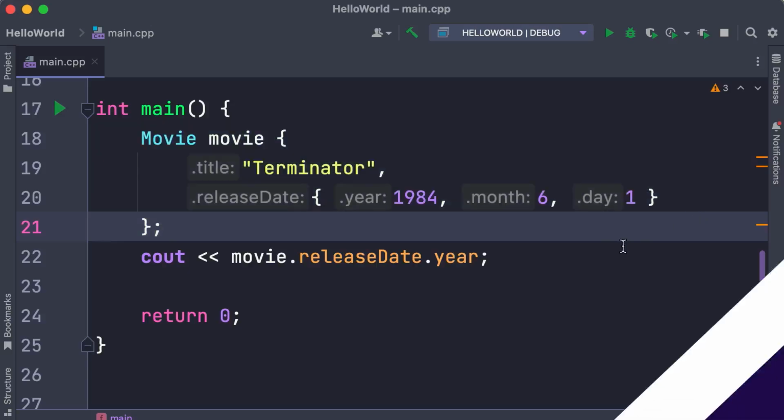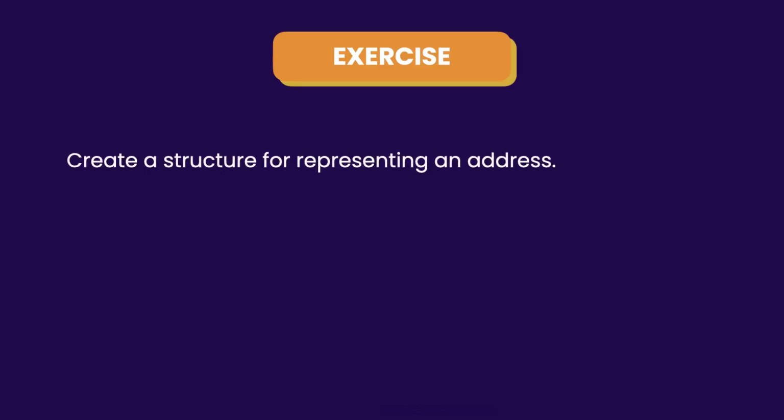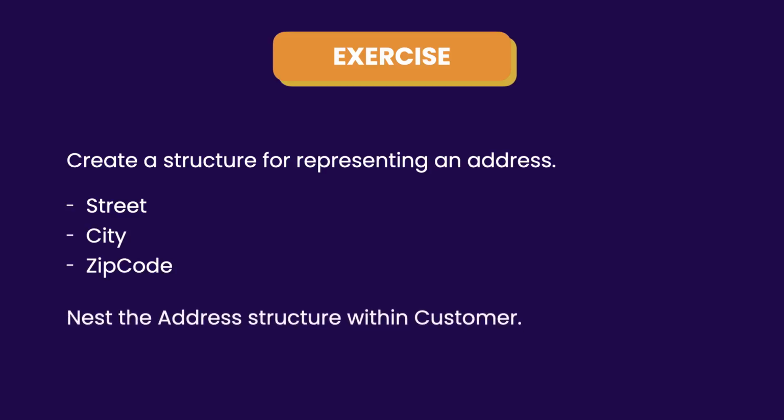That's much better. Now, as your exercise, I want you to create a new structure for representing an address. Each address should have three members: street, city, and zip code. Once you define the structure, then nest it within the customer structure you defined earlier. Finally, initialize a complete customer object.